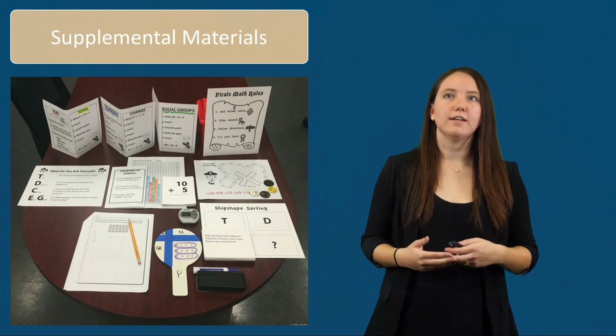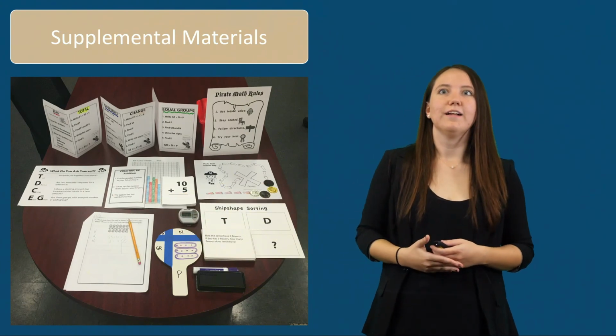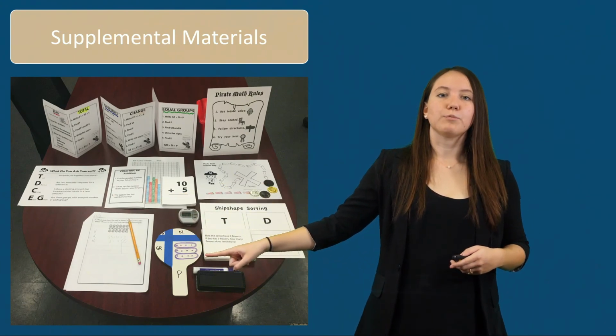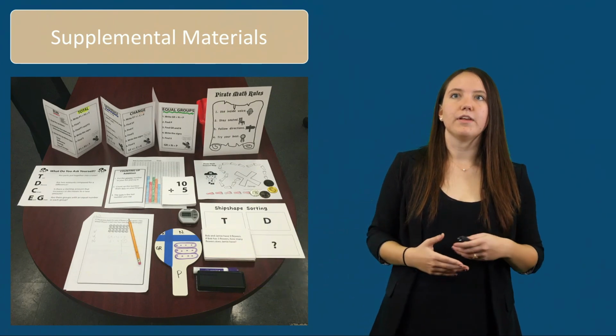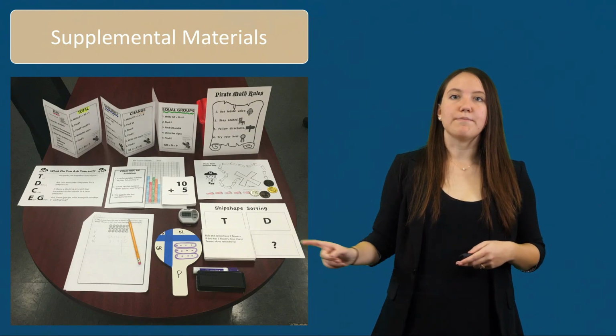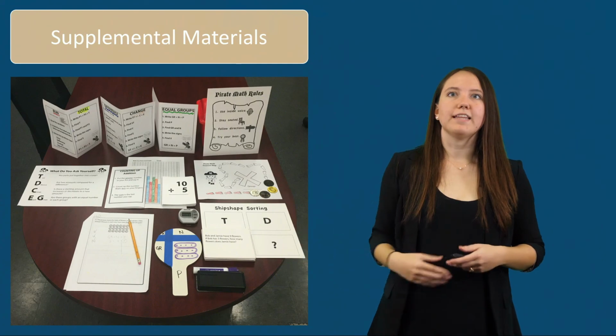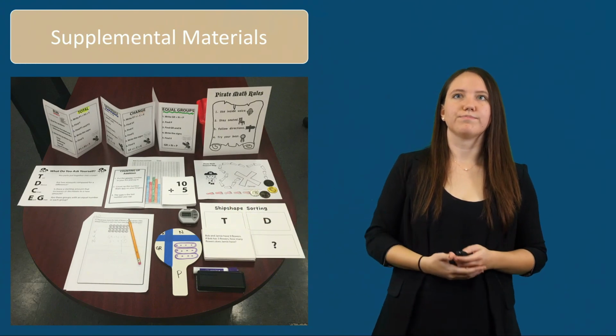Pencils are sharpened. The student packet is printed out and stapled in the top left-hand corner. We also notice the dry erase board with blue painter's tape, the dry erase marker, and the eraser. We see the MathLike Flashcards and graph, the Shipshape Sorting cards and mat, and a timer. And finally, we see the treasure map with treasure coins, and we see some spaces already colored in.